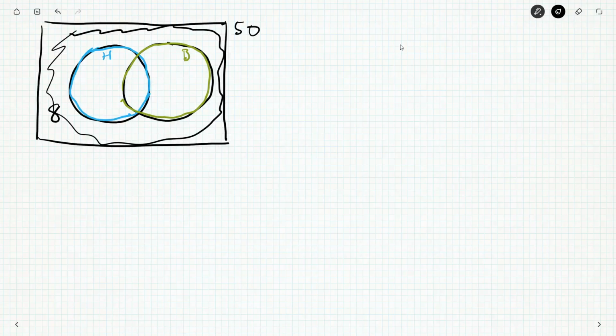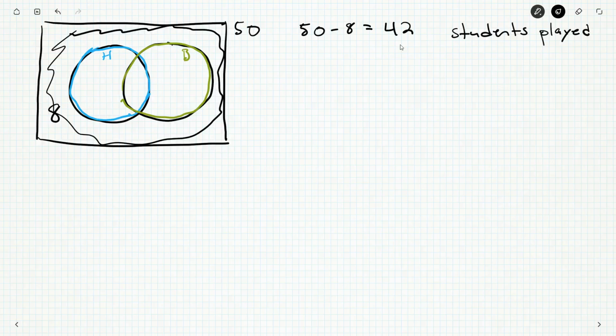Okay. So, we know 50 students in total. We've got 8 students outside the circles, so 50 minus 8, that's going to be 42 students played hockey or baseball. Maybe some of them played both, maybe some of them just played hockey, some of them just played baseball, but the point is we've got 42 students who played at least one of the sports.